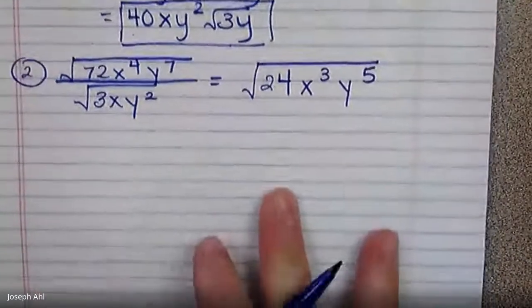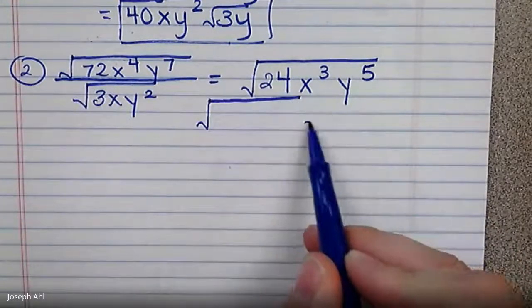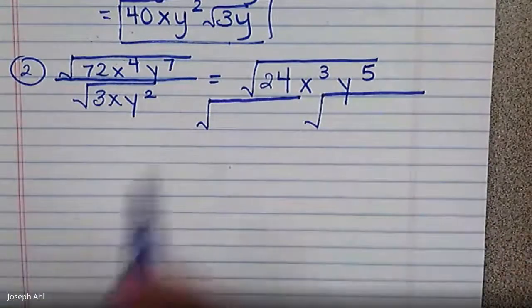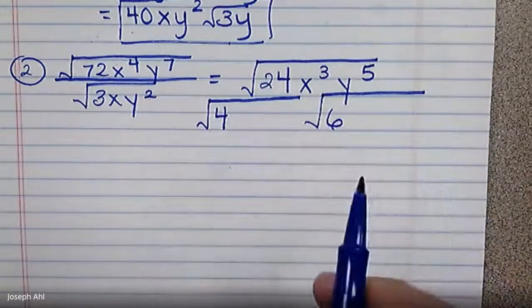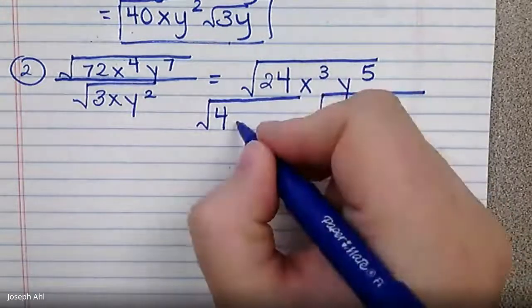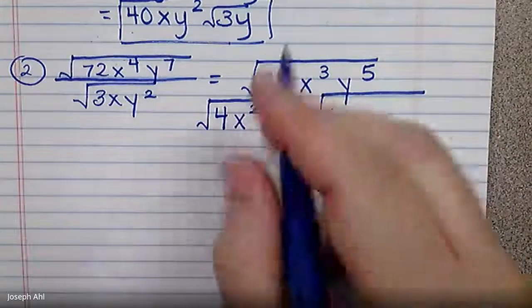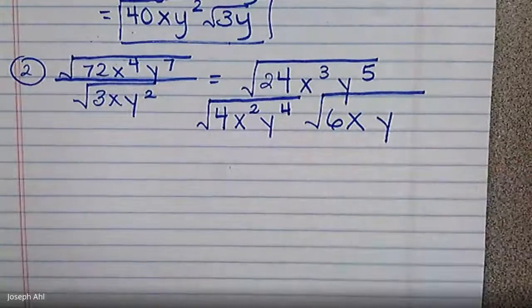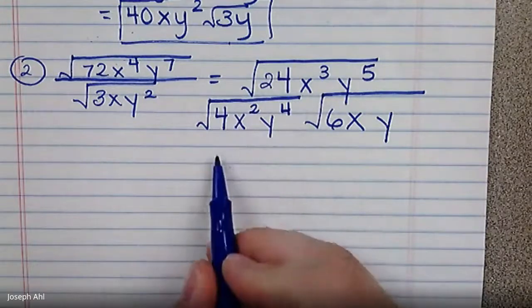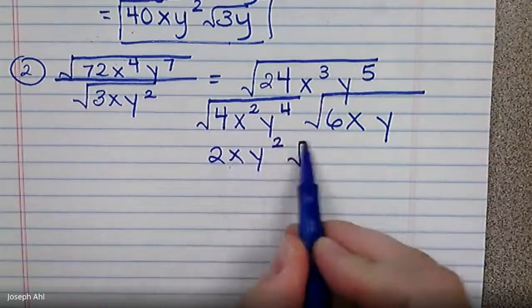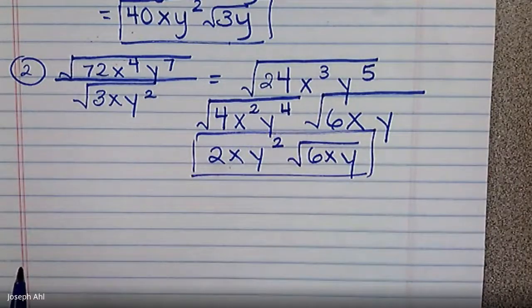So from there, we want to think about, can I simplify this? And the answer is, of course we can. Break this apart into the perfect square radical and the non-perfect radical. 24, I think the biggest perfect square that goes in is 4, and it goes in 6 times. From x cubed, the largest perfect square we can take is x squared, which leaves 1x over here. And from y to the 5th, we can take out y to the 4th and leave 1y left over there. So this is a perfect square now. Take the square root to get 2xy squared times the square root of 6xy as your final answer.